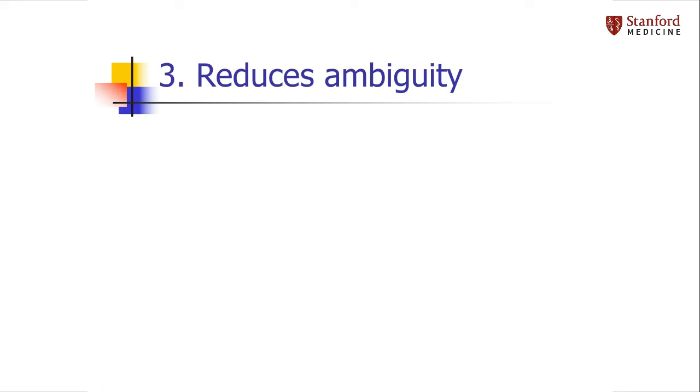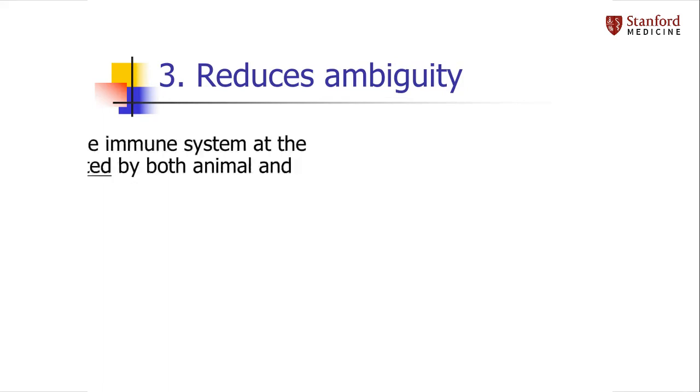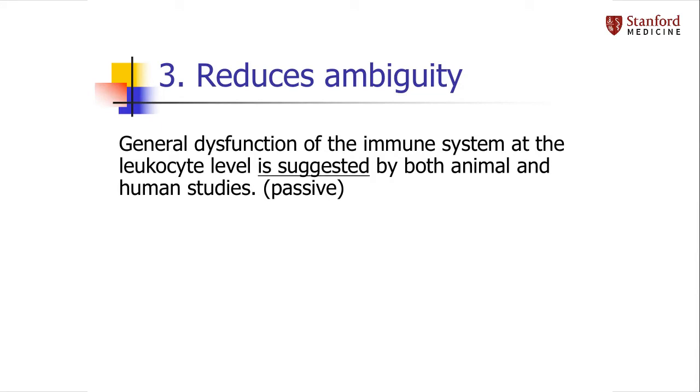Finally, the active voice often gets rid of ambiguity because it forces you to be more direct. I was editing this sentence for a student. General dysfunction of the immune system at the leukocyte level is suggested by both animal and human studies. That's the passive version. I went to put that back into the active voice, and I realized that I needed to specify who had immune dysfunction. I had to add a word.